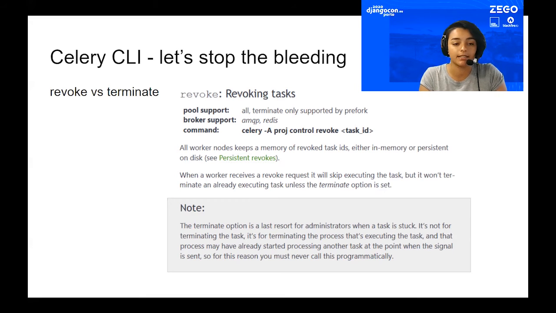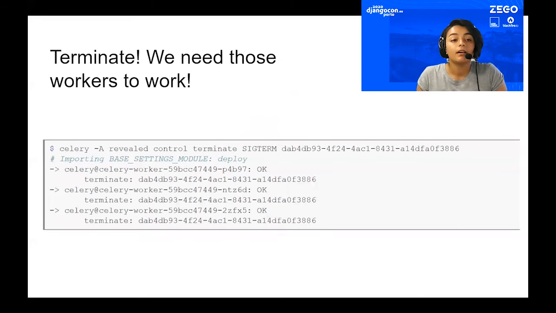But that's a side note. So what we want to do is terminate. So we terminated our task that was running on all the workers. It killed all the processes that were executing our task, and it's important to know that it does actually then acknowledge the task, so it's no longer queued.